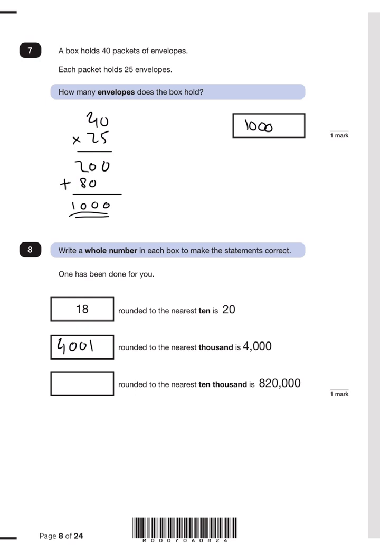And the third one, blank rounded to the nearest 10,000 is 820,000. The 10,000 means that 20,000 here. So if we do 820, and then again I'm just going to write 1, 821,000.